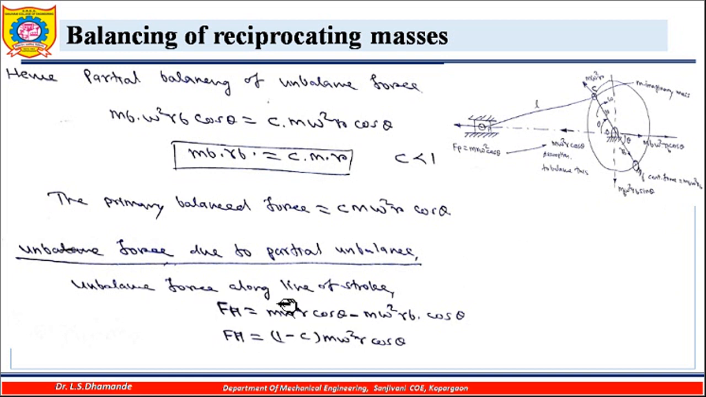First of all, this is the unbalanced force along the line of stroke. So m omega square r cos of theta minus m omega square rb into cos of theta. So it is actually mb, my balanced force. So this is nothing but balanced, and this is actually the force acting over that line of stroke. So the difference of this will be nothing but equal to 1 minus c, because this is nothing but equal to c times m omega square r cos of theta. So if I put it like that, it will be 1 minus c m omega square r cos of theta. So this much is the unbalanced force still present along the line of stroke.